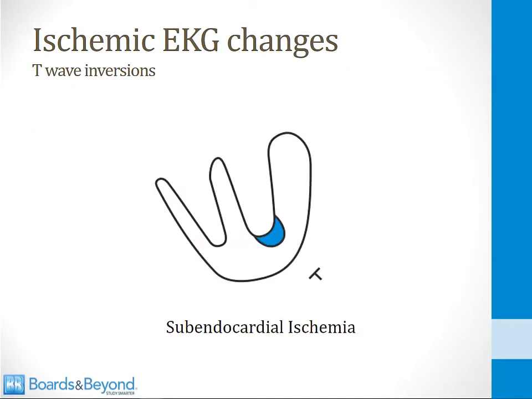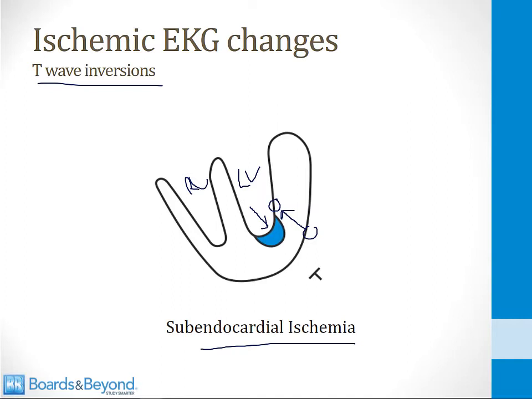To understand the mechanism of T wave inversions, let's go back to our drawing of the heart with the left ventricle here and the right ventricle here, and this blue portion here is a section of subendocardial ischemia. Normally, the epicardium out here repolarizes first, and the subendocardium over here repolarizes last. This creates a wave of repolarization going in this direction.